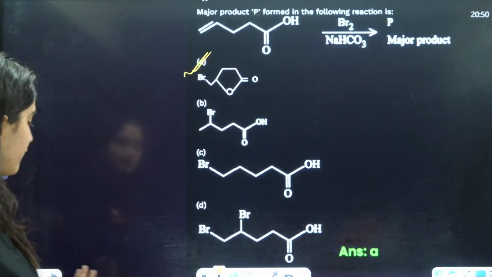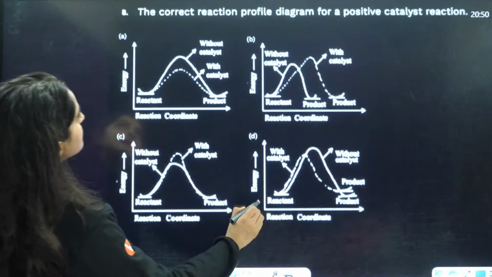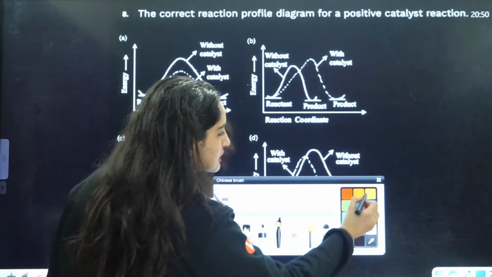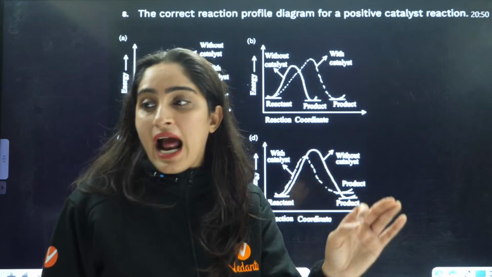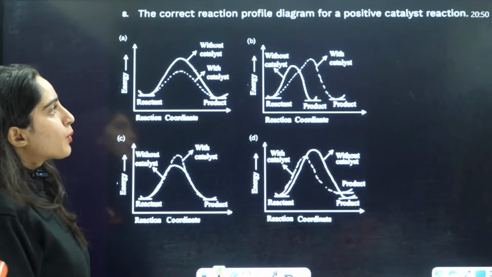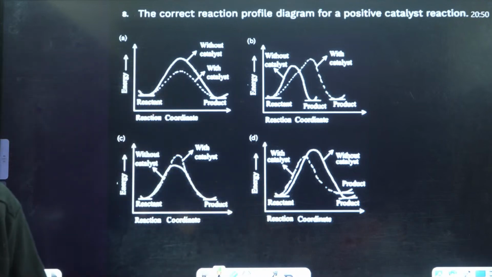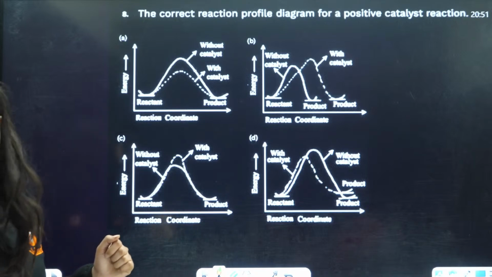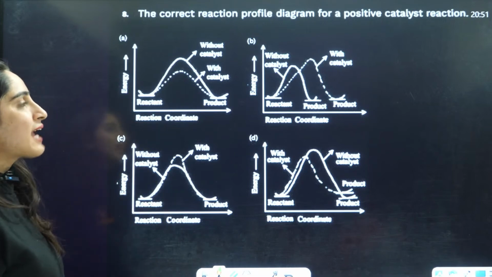Got it? Yes, everybody. The next question on your screen is the correct reaction profile diagram for a positive catalyst. Okay, a positive catalyst means one which is going to increase the rate of reaction. So it's a simple question, guys, a very, very simple question. So they are saying with the catalyst.